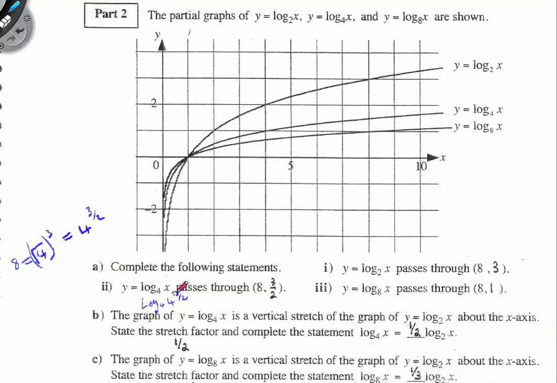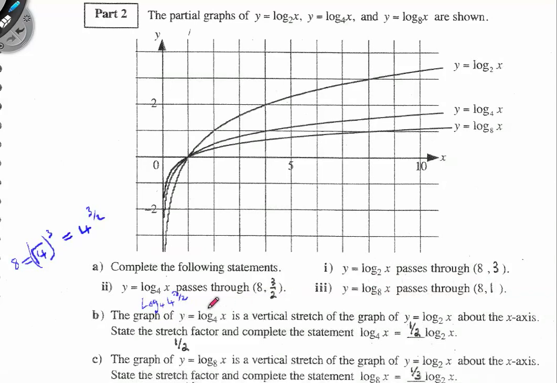And the 3 over 2 can be brought to the front. So if x is 8, it really is 4 to the 3 over 2, and 3 over 2 can be brought to the front, and that would be the value of y. If x is 8, obviously log 8 base 8 is 1.